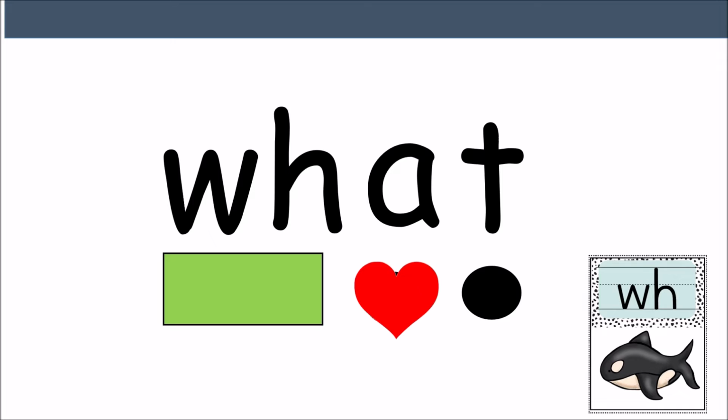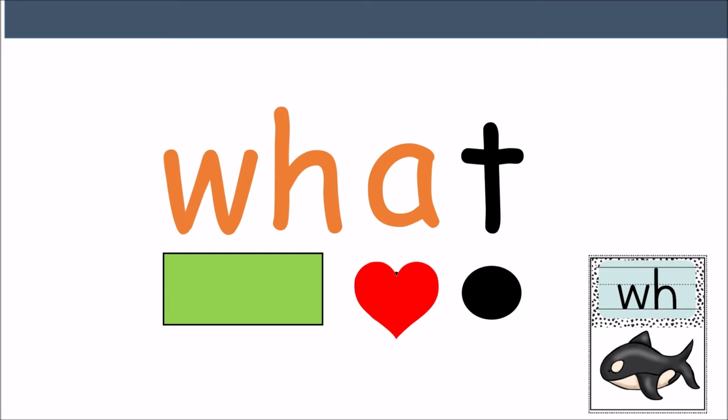What? What? WH together is a digraph, and they make one sound. W. The A in this word makes a short U sound, and we just need to remember that by heart. What?